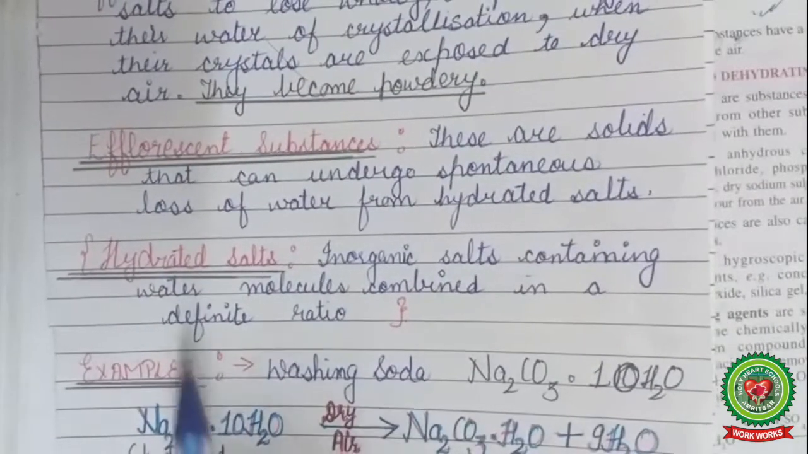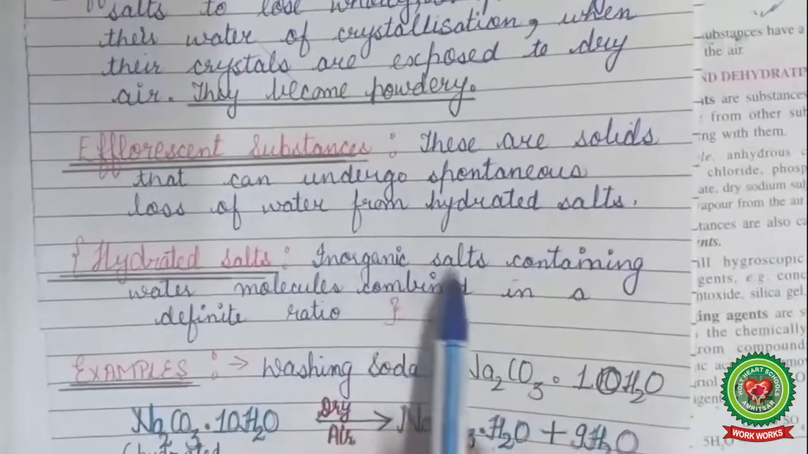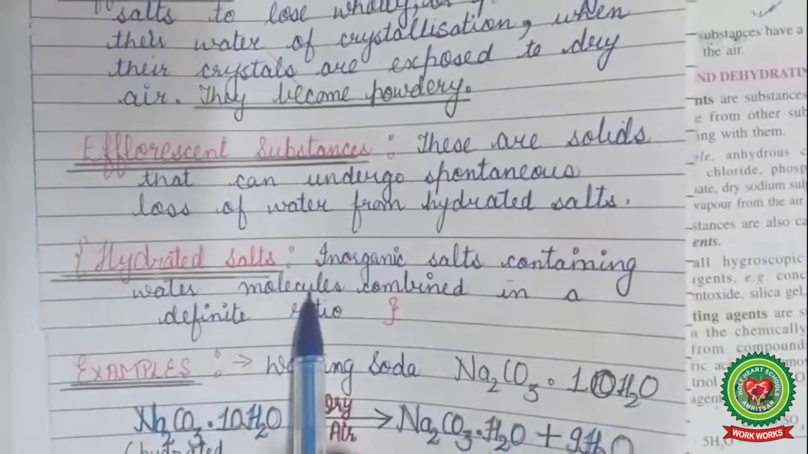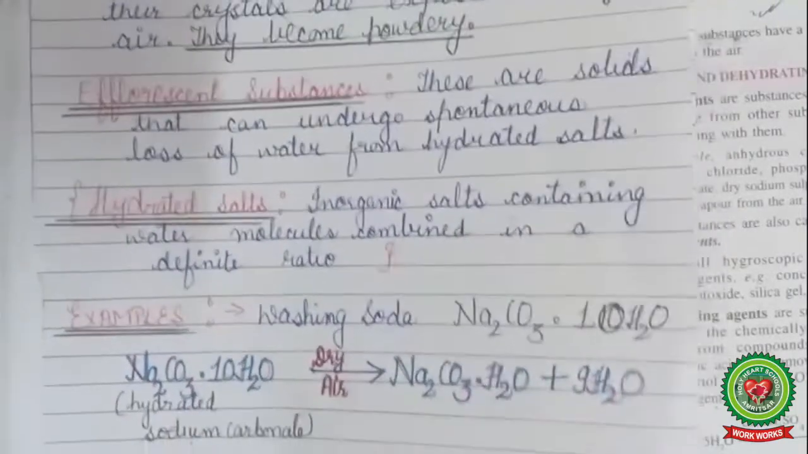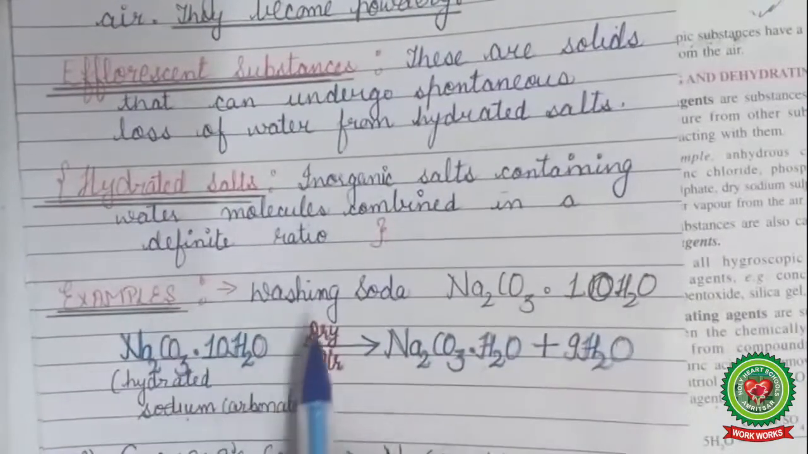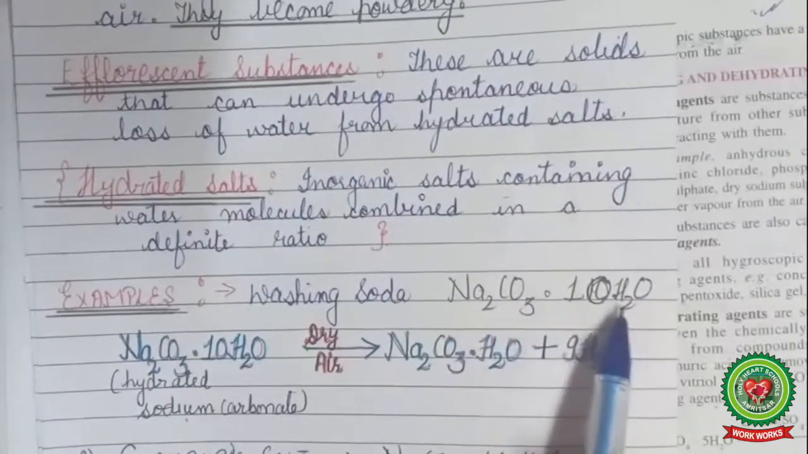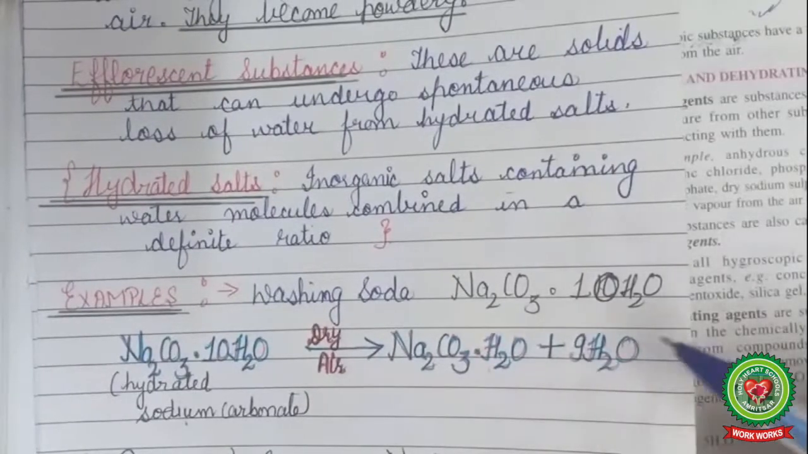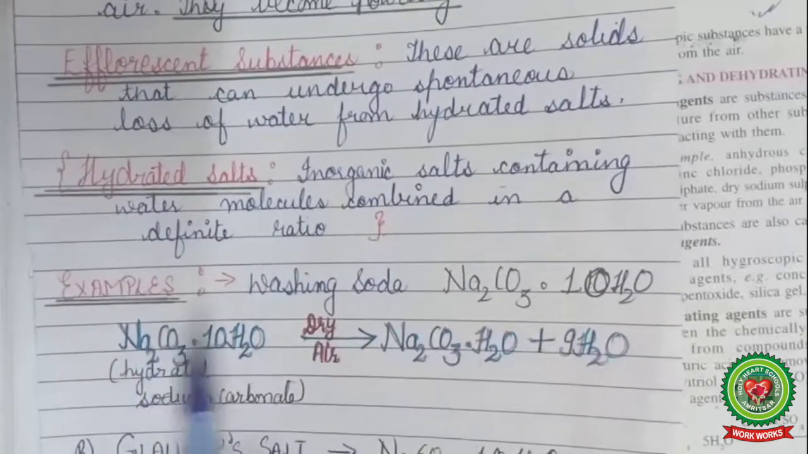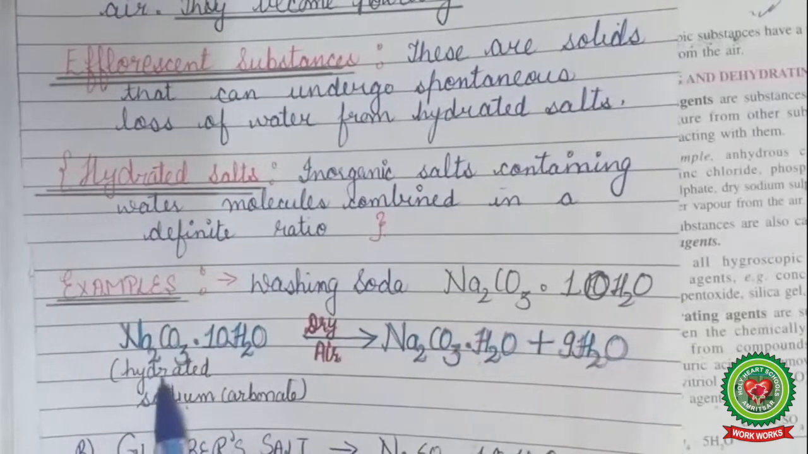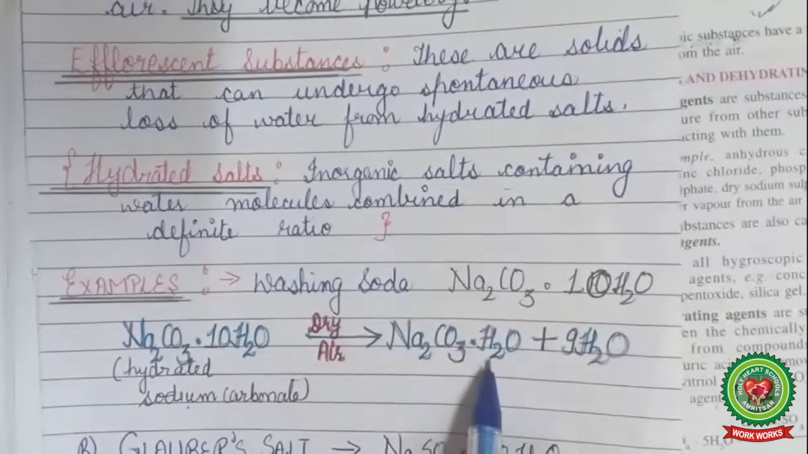Here comes the question: what do you mean by hydrated salts? Hydrated salts are inorganic salts containing water molecules combined in a definite ratio. Let's start with the most common examples. The first example is washing soda. Formula is Na2CO3.10H2O. Its name is sodium carbonate decahydrate. So what about the reaction? When it comes in contact with dry air, hydrated sodium carbonate loses 9 molecules of water and becomes monohydrate.